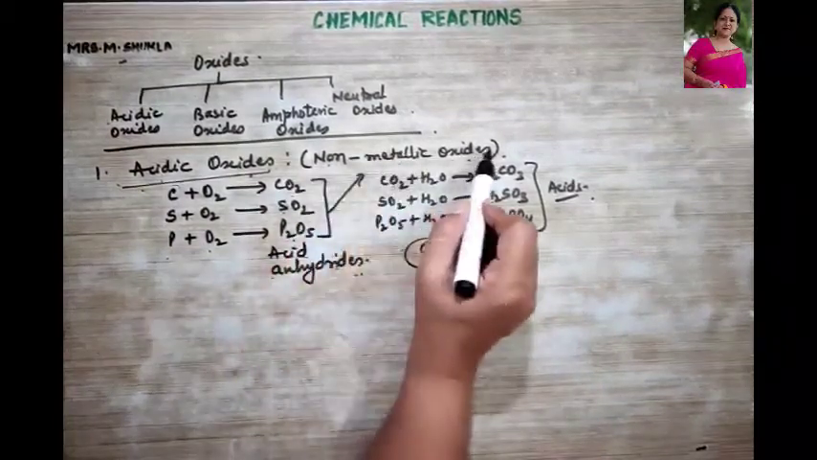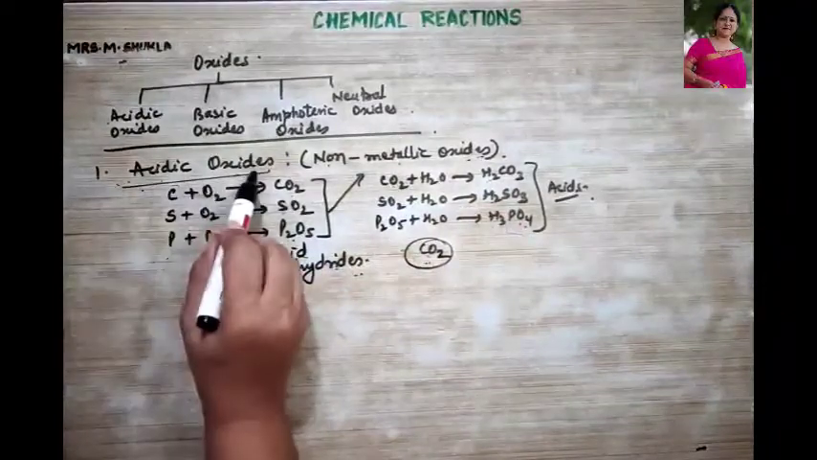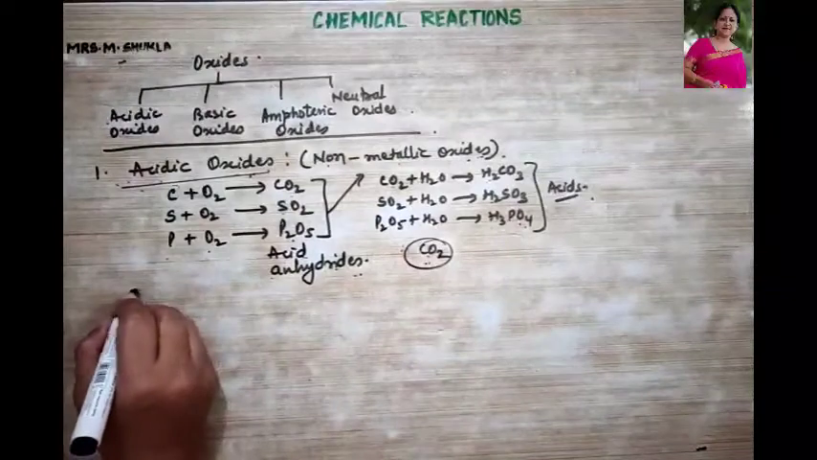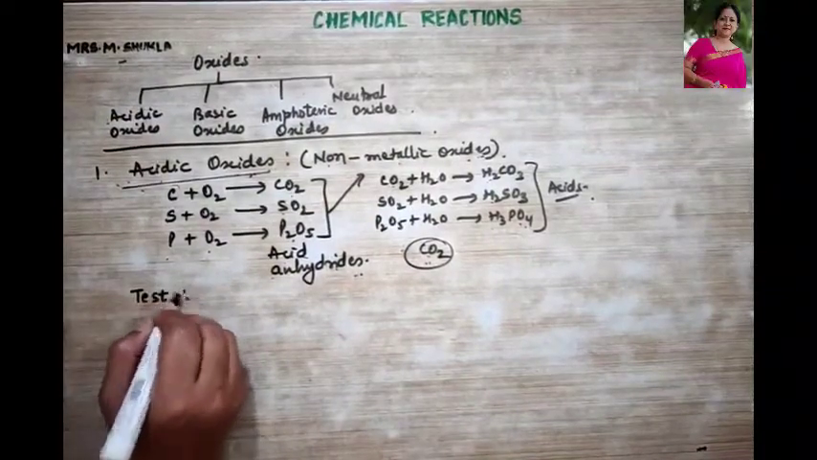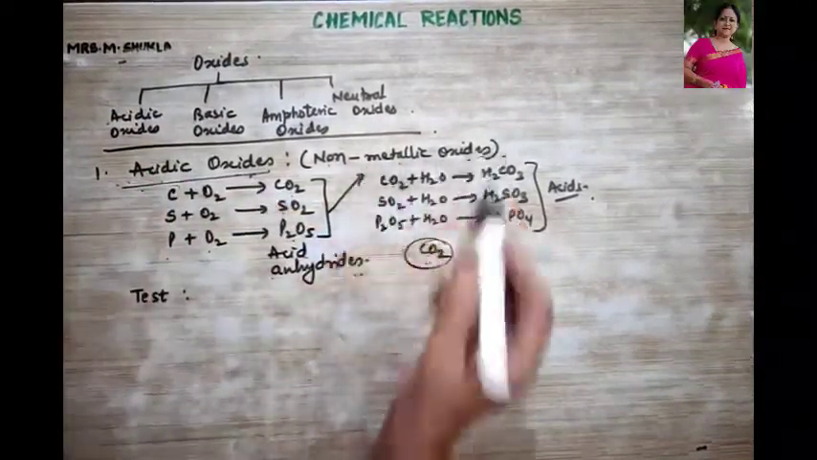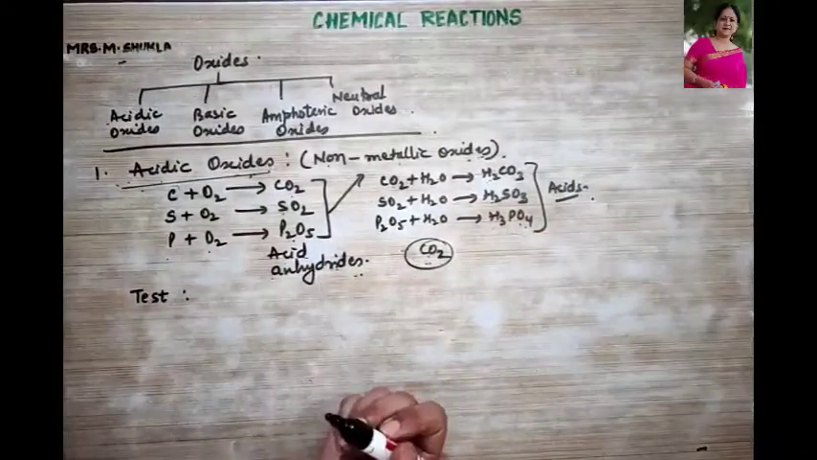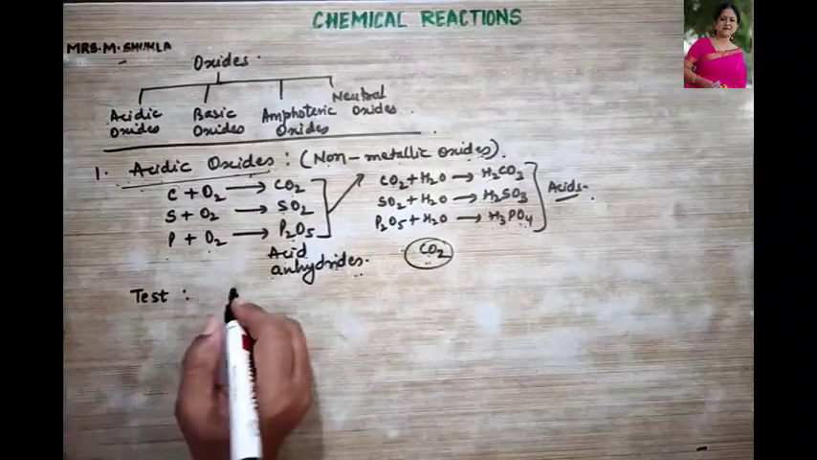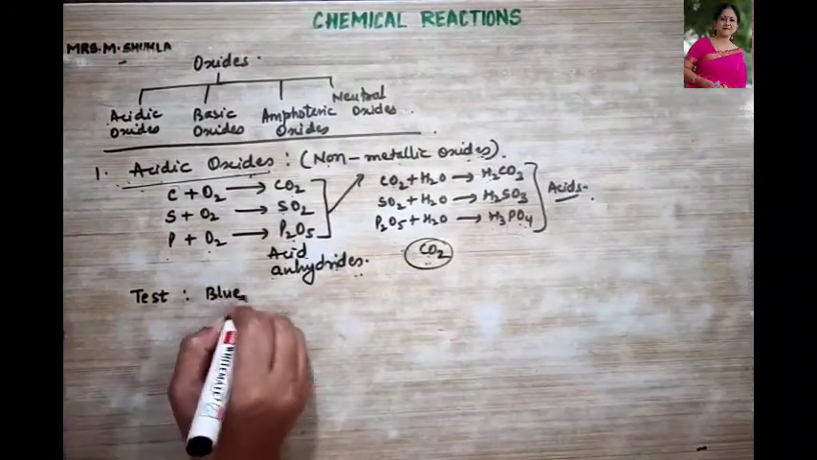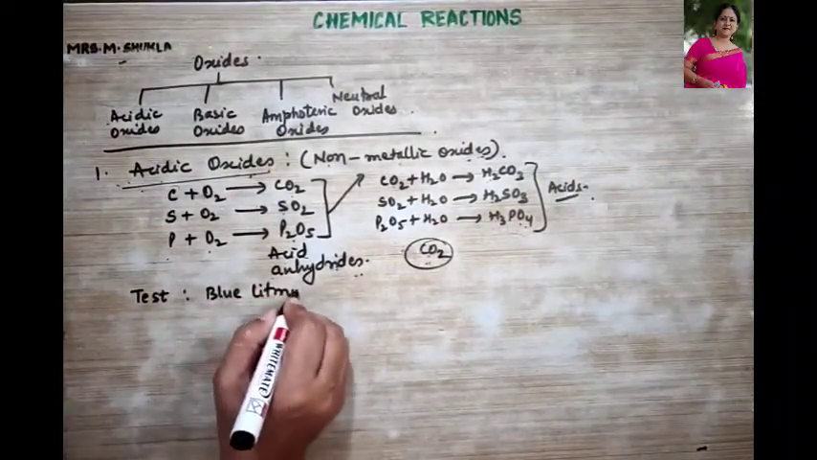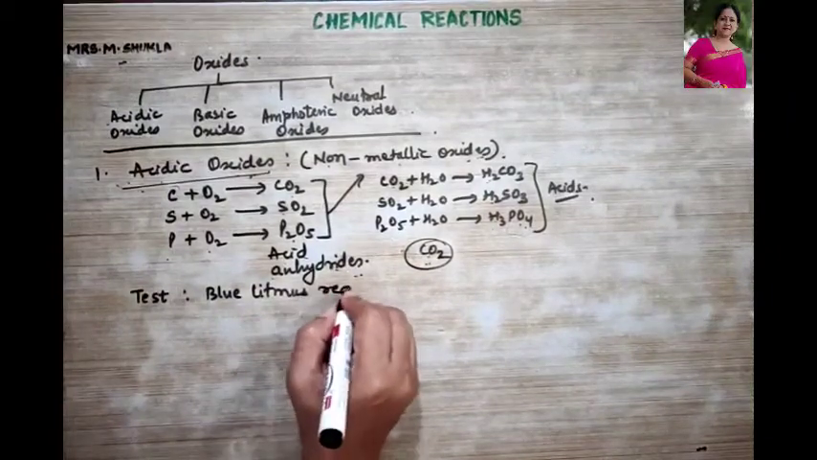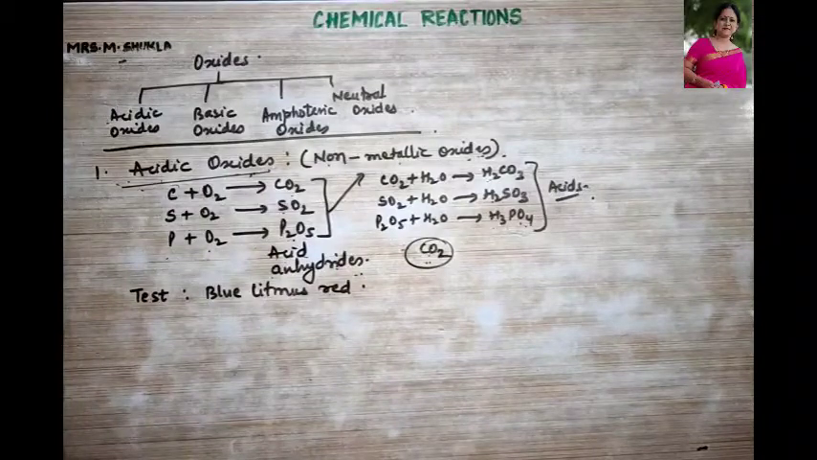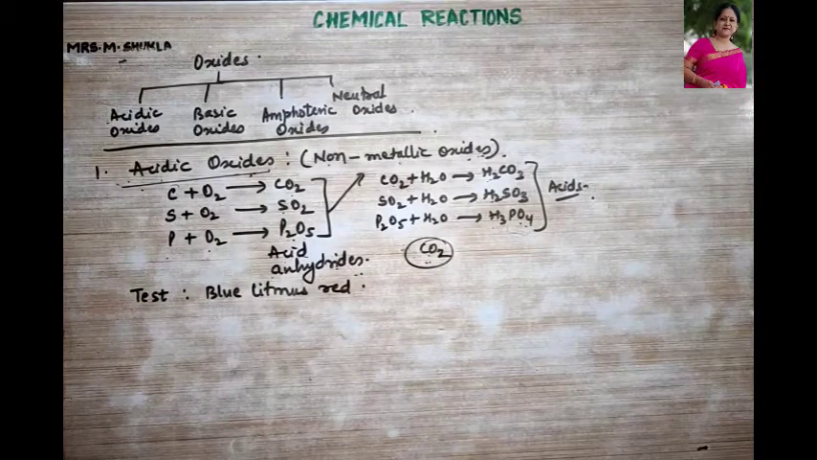So the non-metallic oxides are also called acidic oxides, also called acid anhydrides. How do we test for these acidic oxides or non-metallic oxides or acid anhydrides? Yes, the test is that they turn blue litmus red, right? Acid anhydrides or acidic oxides turn blue litmus red.